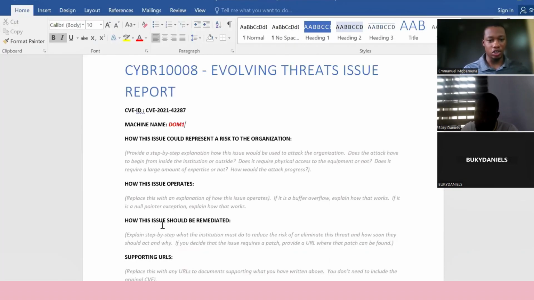How should this issue be remediated or fixed? You are talking about the same domain controller, but how the issue should be remediated, meaning what action should be taken and when. It's asking what the institution must do to reduce the risk or eliminate this threat, and how soon they should act and why. If you decide that the issue requires a patch, provide the URL where the patch can be found.